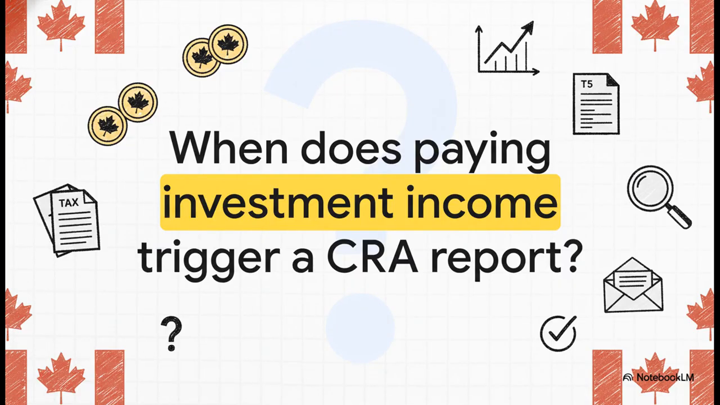I want you to think about this for a second. As a tax pro, you're going to see all sorts of payments flying around. Interest, dividends, royalties. But when does paying that money out actually mean you have to tell the CRA about it? That's the core question, right? And the T5 return is the answer. It's really the tool the CRA uses to make sure none of this investment income just disappears. We're going to pull back the curtain and see exactly how it works.